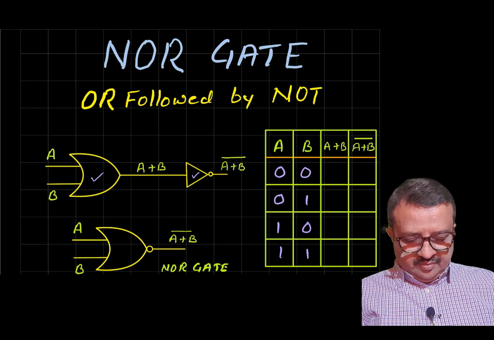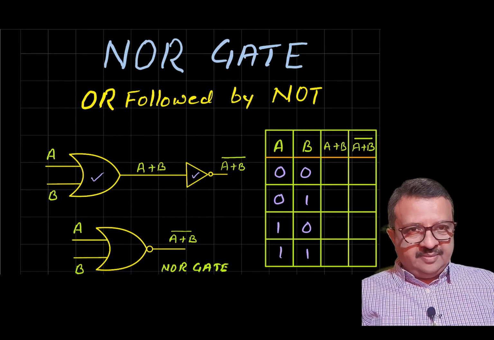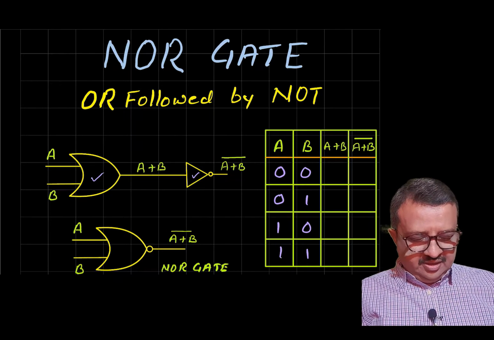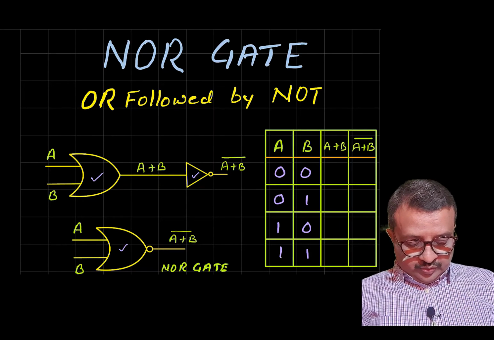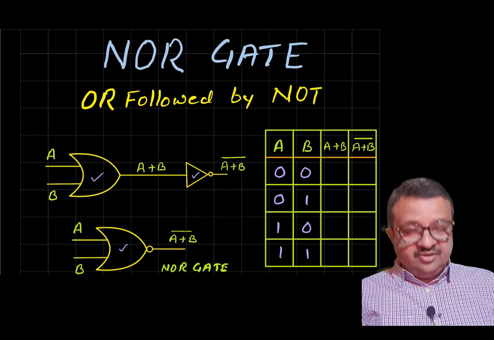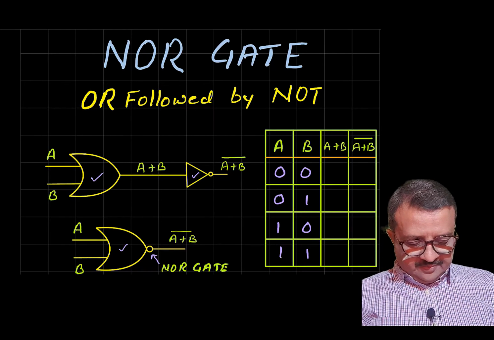So A and B are the inputs. The output is A plus B, that is A OR B, and then it is complemented, so it is A OR B, whole bar. The circuit symbol for the NOR gate is shown over here, and once again you find that the OR gate followed by this bubble makes the NOR gate.